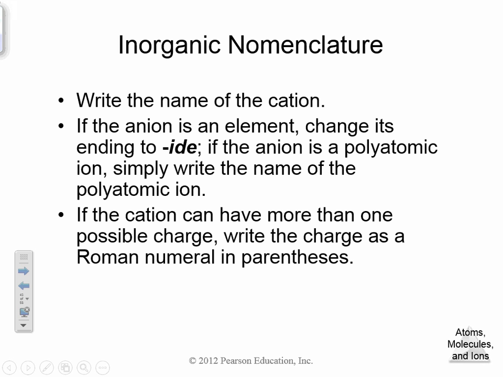inorganic nomenclature. How do we name something very similar? How do we name something like LiBr? Remember, with LiBr, you are going to name the cation first, which in this case is lithium. And for the second one, you're going to change the ending of the anion to "ide," so bromine becomes bromide.